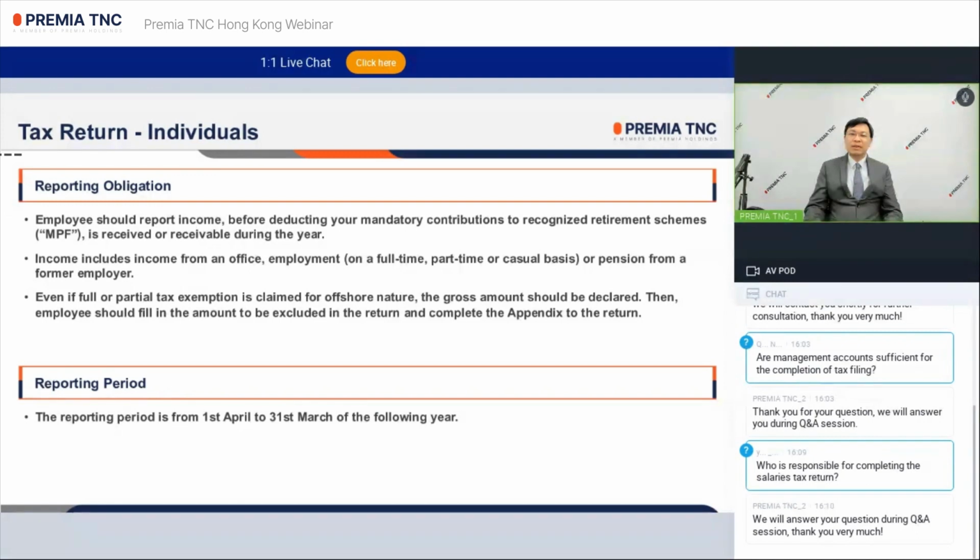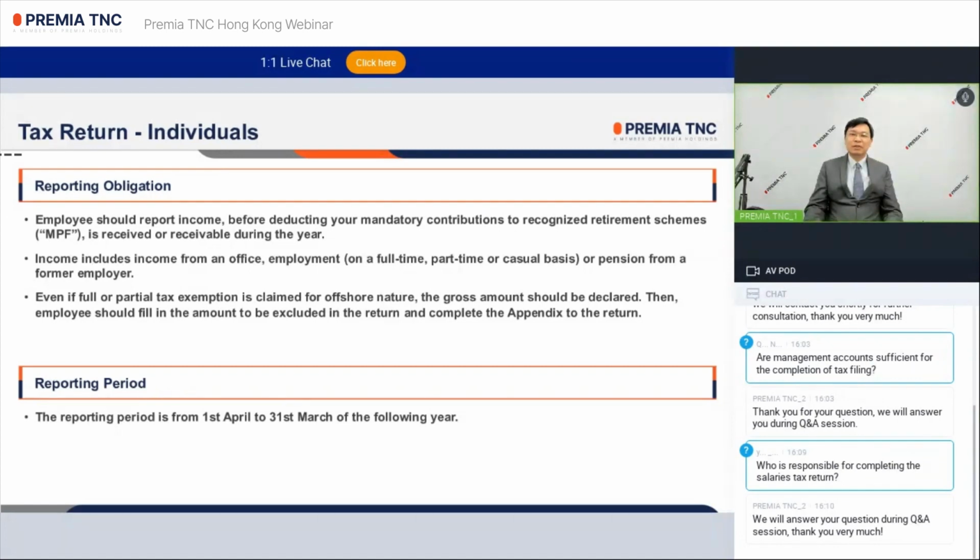Let's turn to the employee's tax filing. Employees should report income before deducting mandatory contributions to recognized retirement scheme (MPF) received or receivable during the year. Income includes that from an office, full-time or part-time employment, or pension from a former employer. Even if full or partial tax exemption is claimed for offshore nature, the gross amount should be declared. Then employees should fill in the amounts to be excluded in the return and complete the appendix to the return.